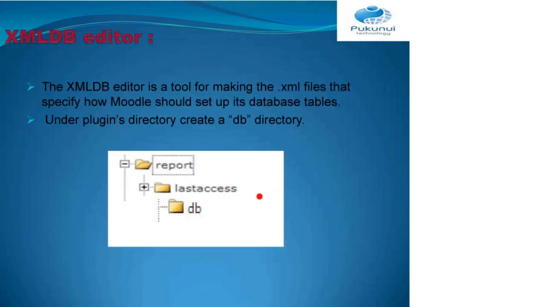As I said before, the first step is creating your database tables, and the XML DB editor is one such tool for making the .xml files that specify how Moodle should set up its database tables. It's a very easy process to set up your database, and the first thing would be to create a db directory under your plugin directory. When you create your db directory, your directory structure looks something like that shown in the picture. This is how your plugin directory structure looks after creating your db directory.